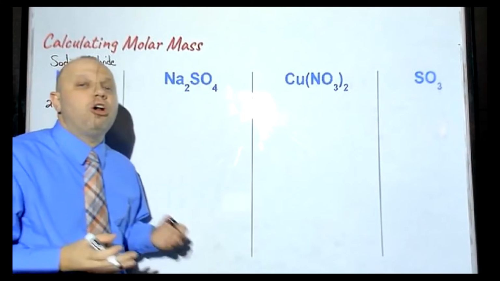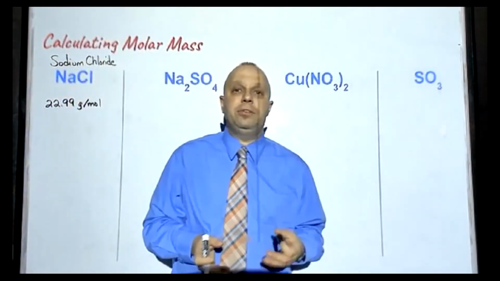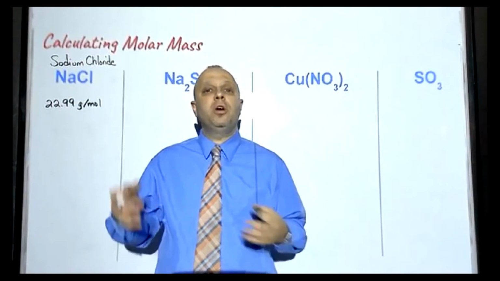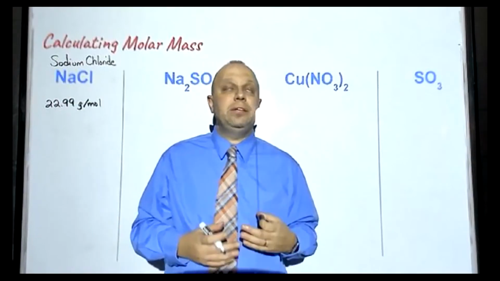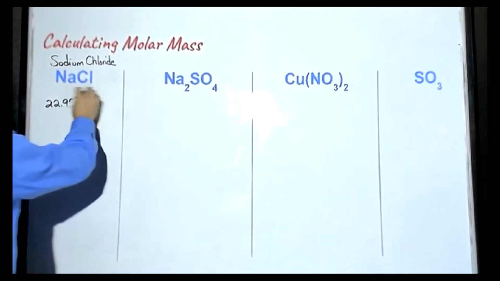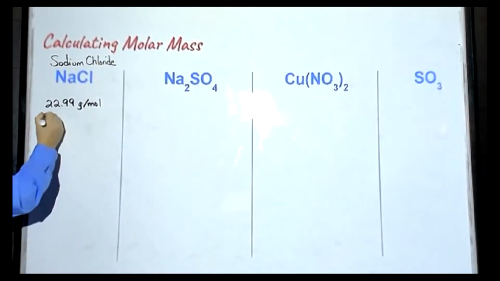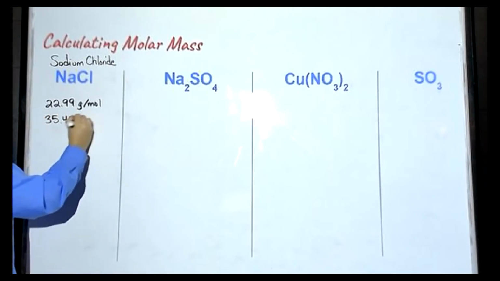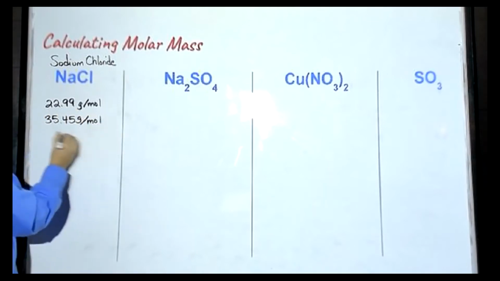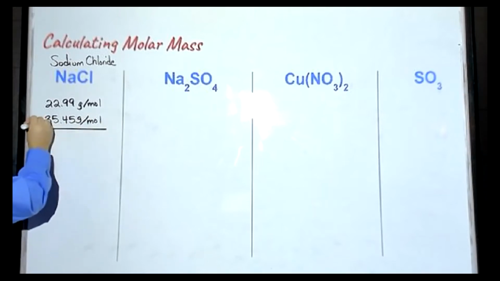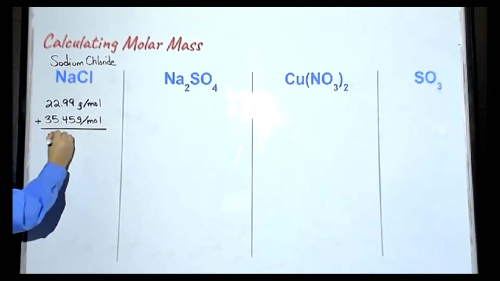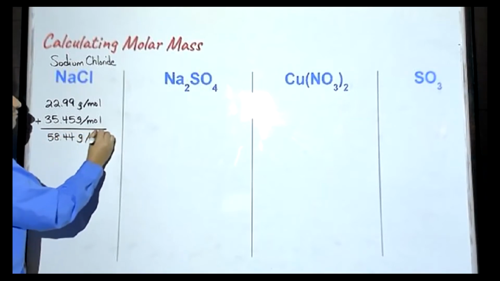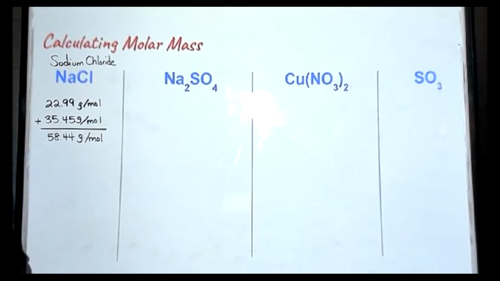We are going to round all of our masses to 2 decimal places. So any mass that we find on the periodic table will be recorded in our work with 2 decimal places. Let's do the same thing for chlorine. If you look up chlorine on the periodic table, you'll find out its mass is 35.45 grams per mole. Adding these together, I will get the molar mass for sodium chloride, which turns out to be 58.44 grams per mole.